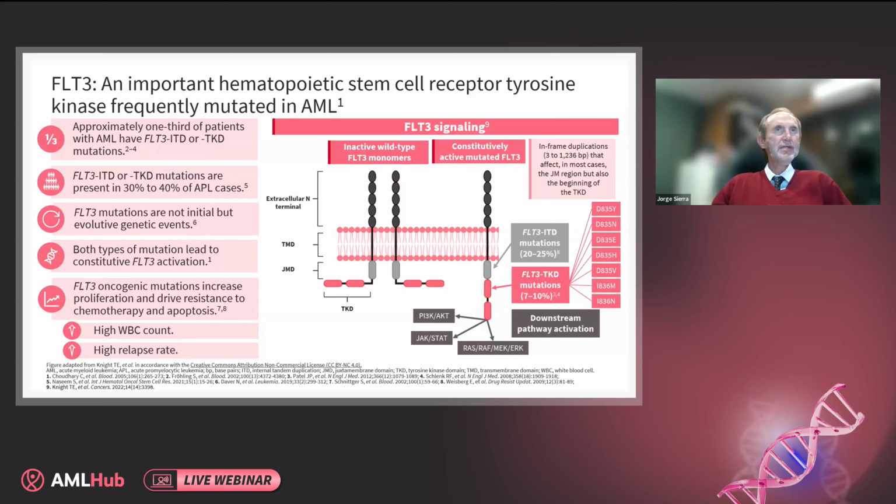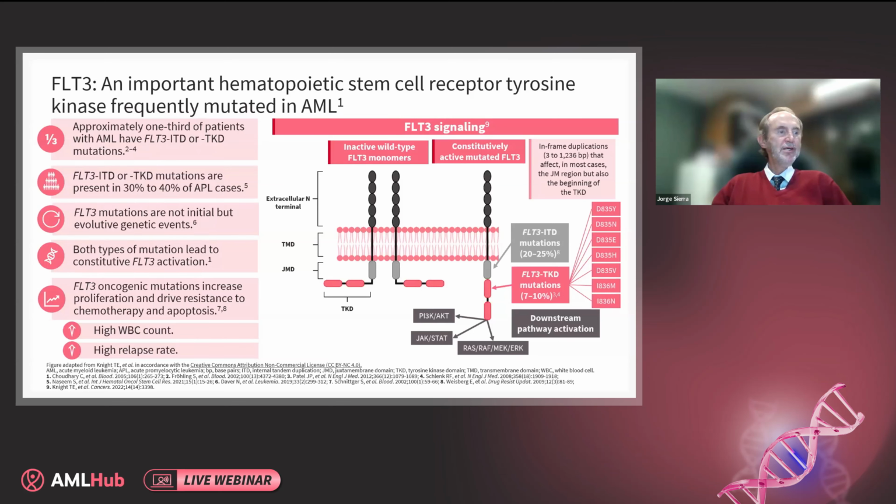In normal circumstances, FLT3 is an inactive monomer, and when the ligand binds to the receptor, it becomes a dimer and activates downstream signaling. Approximately one third of patients with AML, and 30 to 40% of patients with APL, have FLT3 mutations. And there are two types of FLT3 mutations.